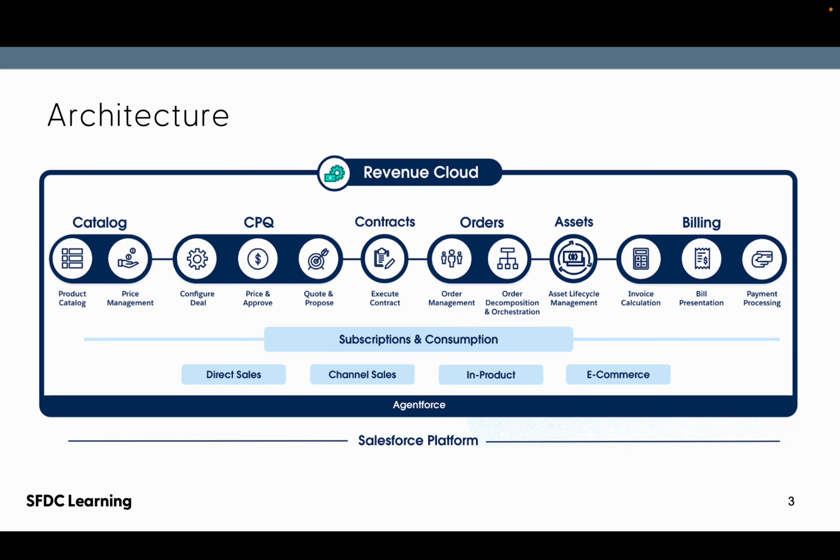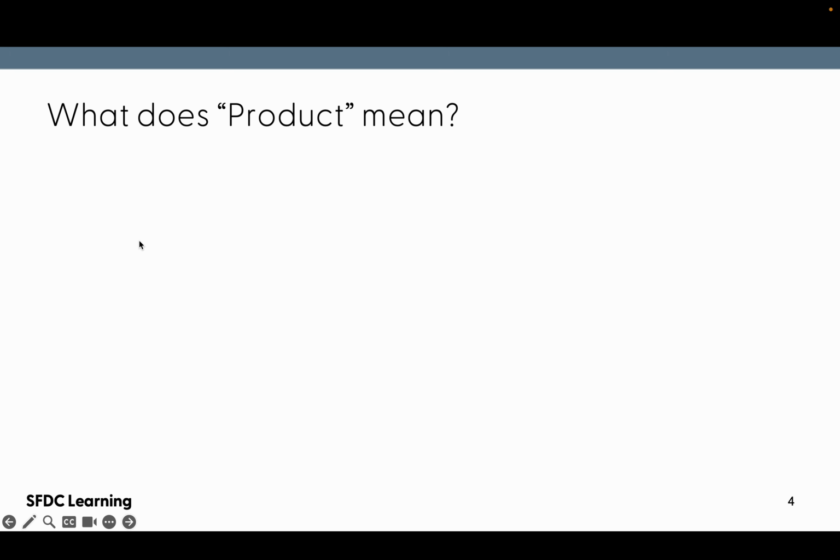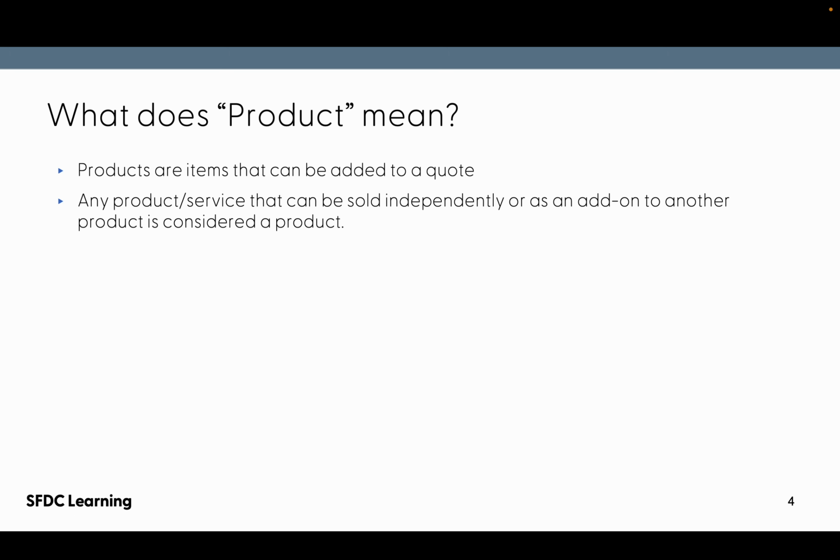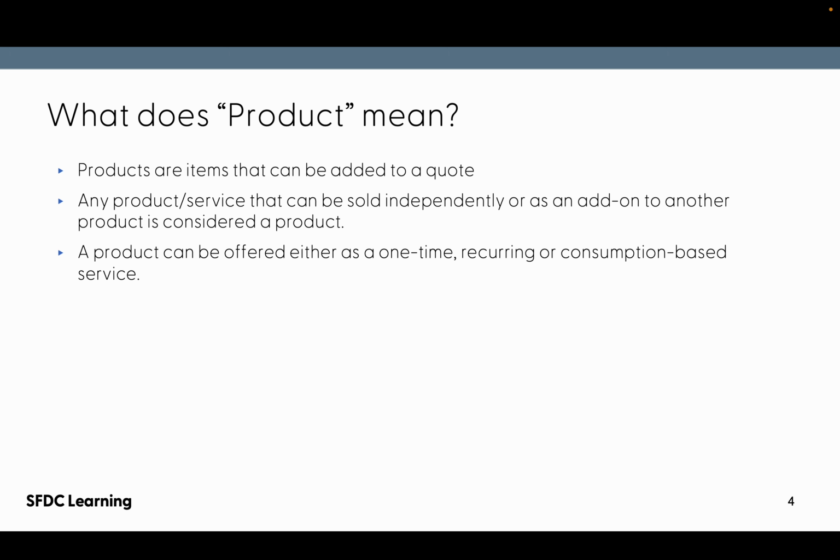So, architecture of Salesforce RCA. We have already had a brief talk about this in the previous session, so we are not going to cover everything, but right now we are going to see this catalog part. So what does product mean? Products are the items that can be added to a quote. Any product or service that can be sold independently or as an add-on to another product is considered a product. A product can be offered as a one-time, recurring, or consumption-based service.